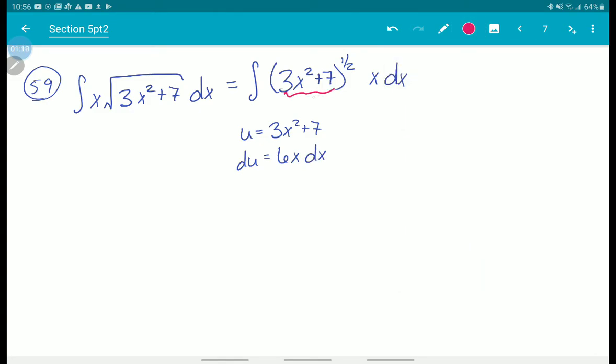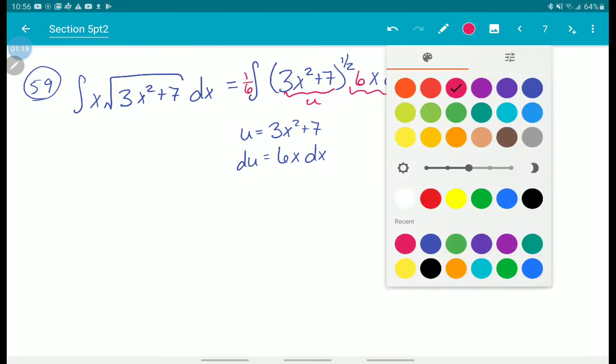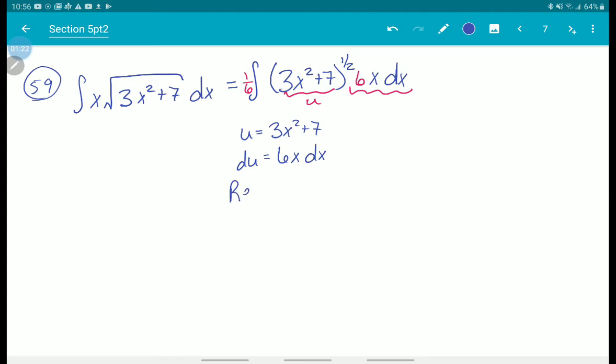So you can see this is what our u is, but we are missing the 6 here, and we need to compensate with a 1/6 out here. So now we're going to rewrite this as 1/6 times the integral of u to the 1/2 du. And when we integrate, we're going to add 1 to our exponent and divide by the new exponent. But that's the same thing as multiplying by the reciprocal. So I'm going to multiply by the reciprocal here. And then plus c.